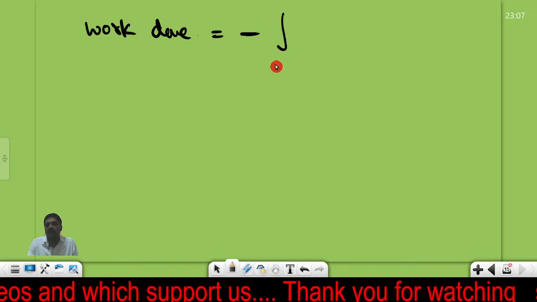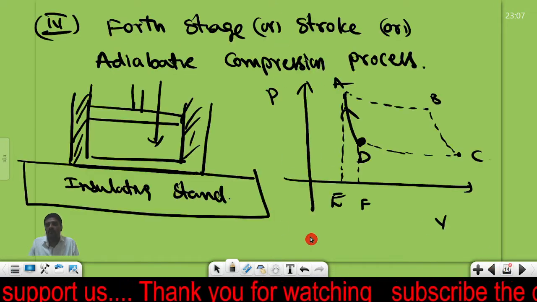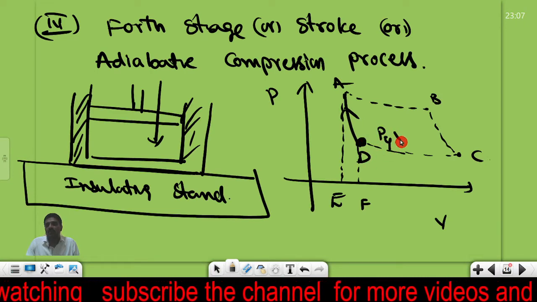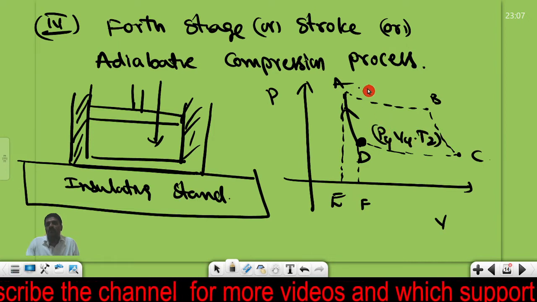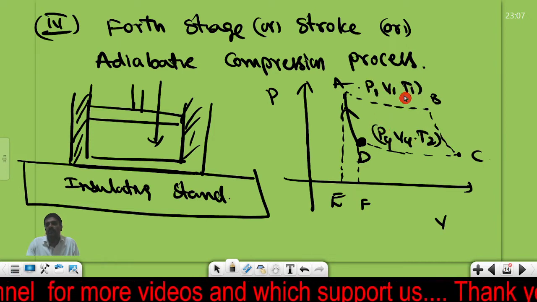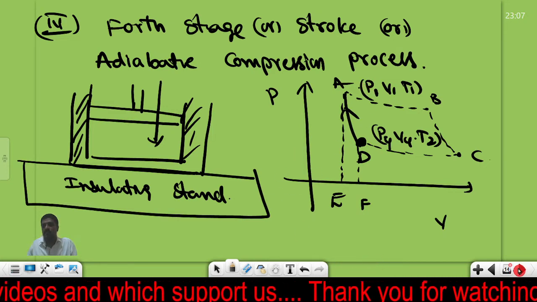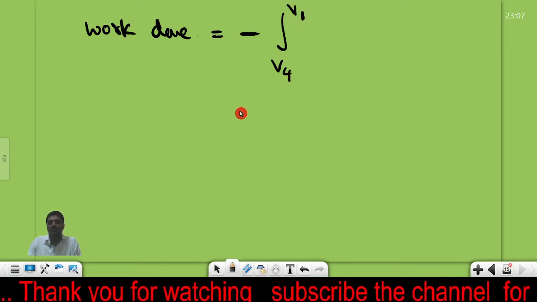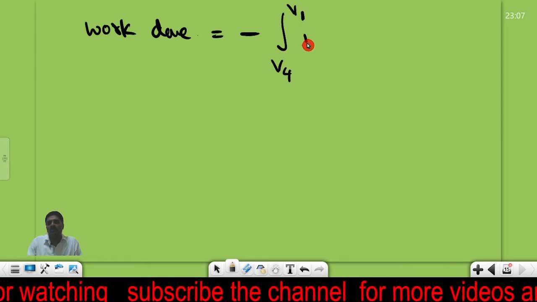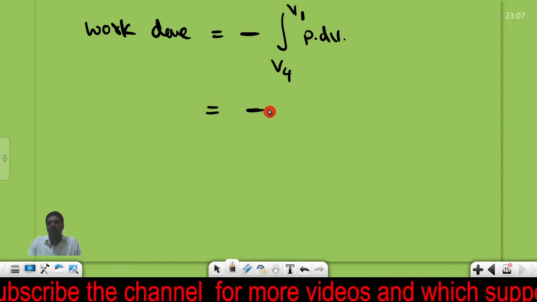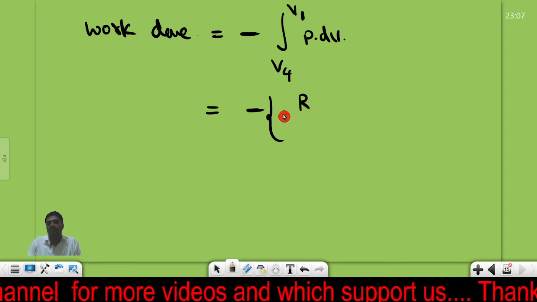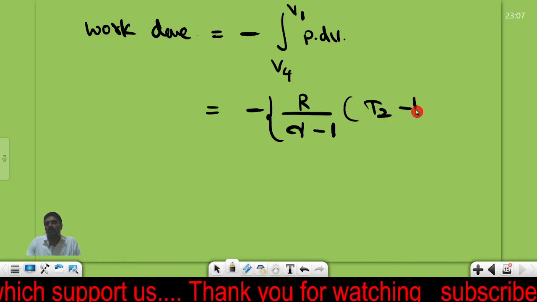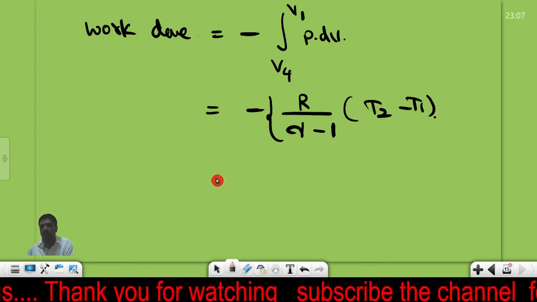integral of where to where we are moving? The initial part of this, it is having P4 V4 at T2. From there we are reaching P1 V1 at T1, we are reaching its initial condition. So we are moving from V4 to V1, that is equal to P into dV. Again the negative sign we are keeping aside. For the adiabatic process, it is R by gamma minus 1 into T2 minus T1. This is the formula we are getting.